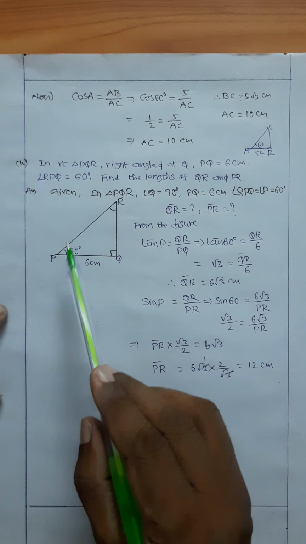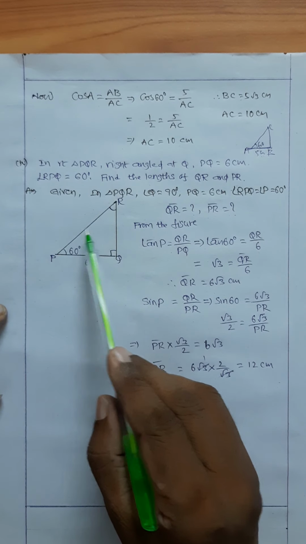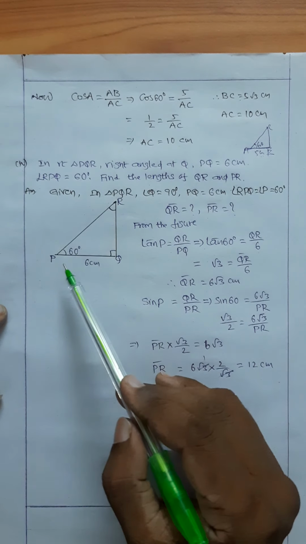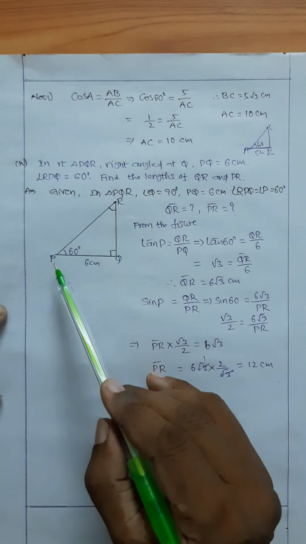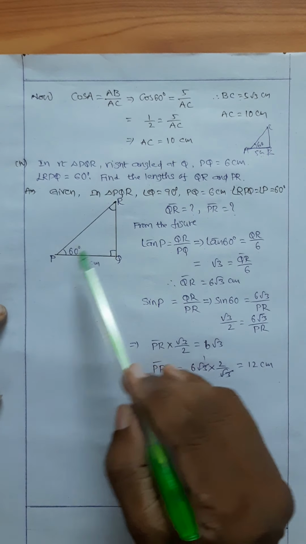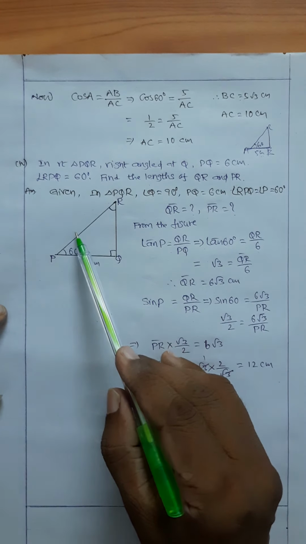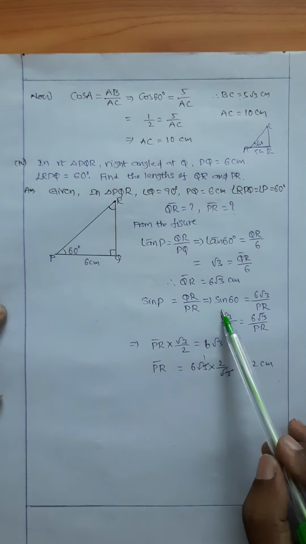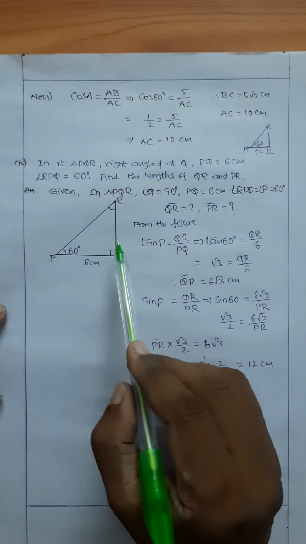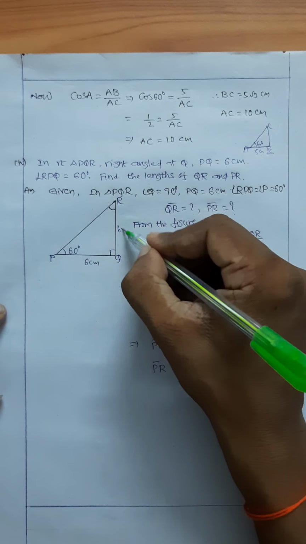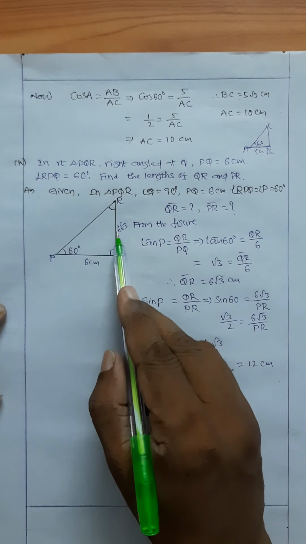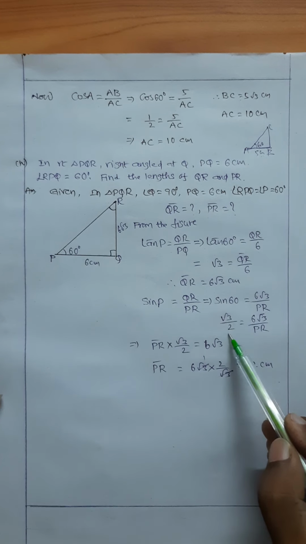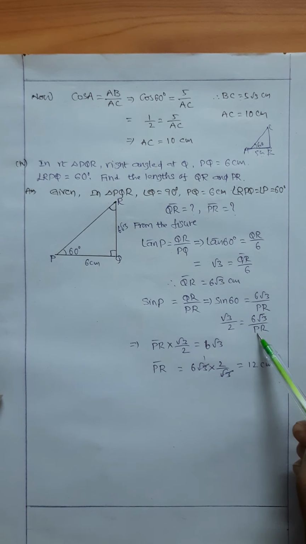Now again we have to find out PR. To find out PR, we can involve these two sides. So to find out PR, we can call the trigonometric ratio sine. Sine P is equal to opposite side by hypotenuse. Sine 60 is equal to, we already got QR is equal to 6 root 3, so 6 root 3 by PR. Sine 60 is root 3 by 2.